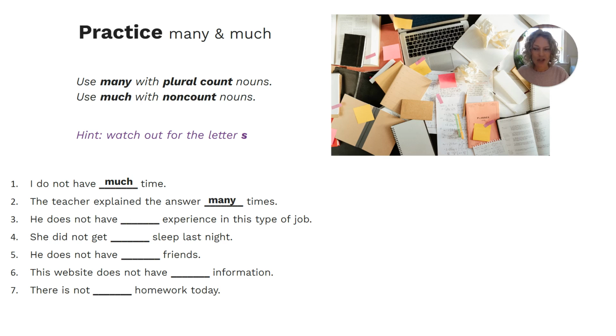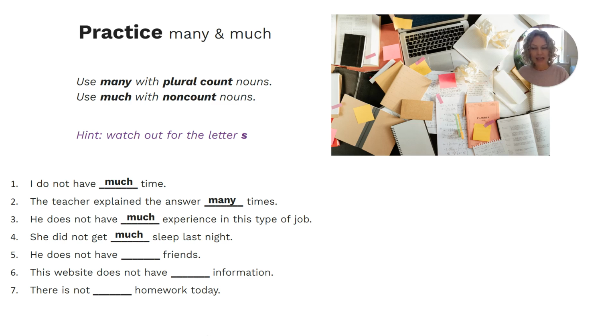Number 3: he does not have blank experience in this type of job. So there's no S on experience, right? We're talking about experience in general. So it's a non-count noun, so we need to use much. He does not have much experience in this type of job. Number 4: she did not get blank sleep last night. So we're talking about sleep in general. This is not a count noun, it's non-count, so we would say she did not get much sleep last night.